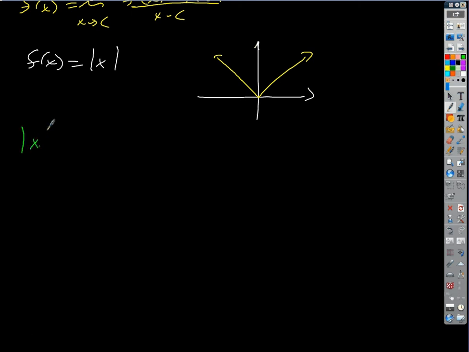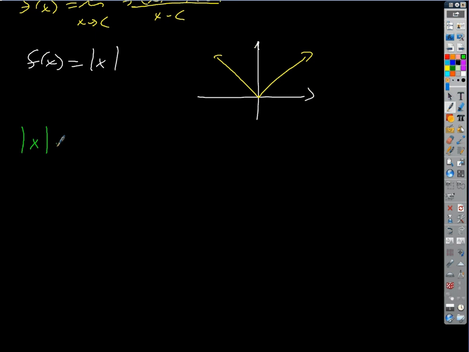Absolute value of x. How do we define it as a single function? Anybody know? What is the definition of an absolute value function? What's the job of an absolute value function? I put in a value and it guarantees the output is, well, non-negative. It could be 0, right? Okay, how could we build a function that does that? What do you think?